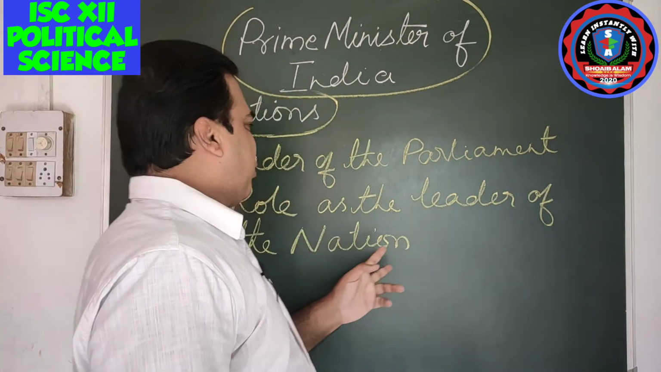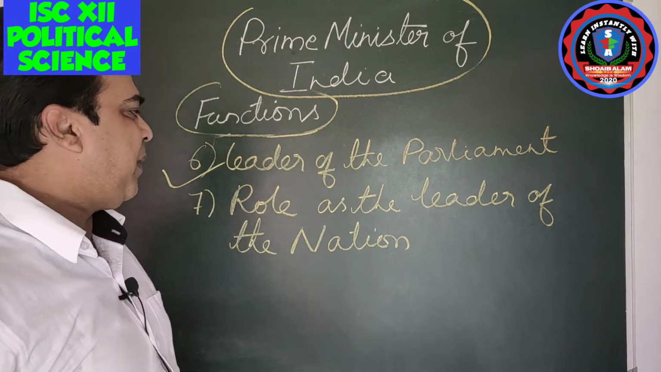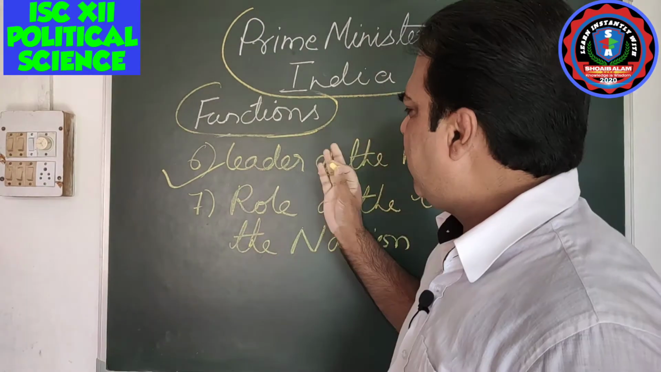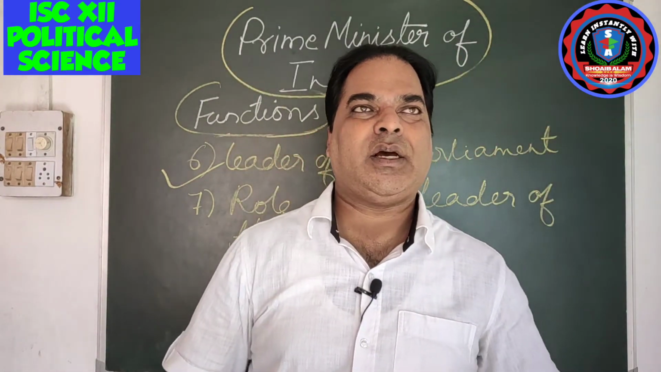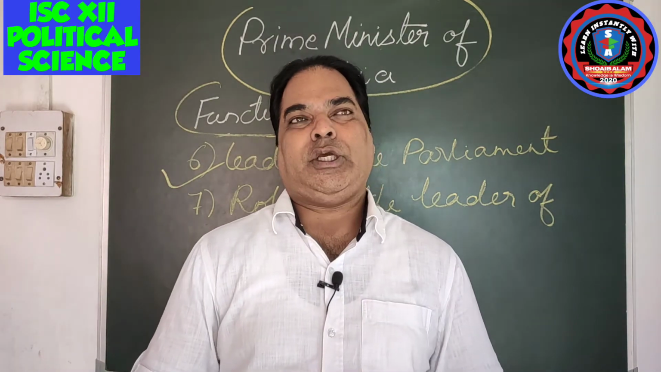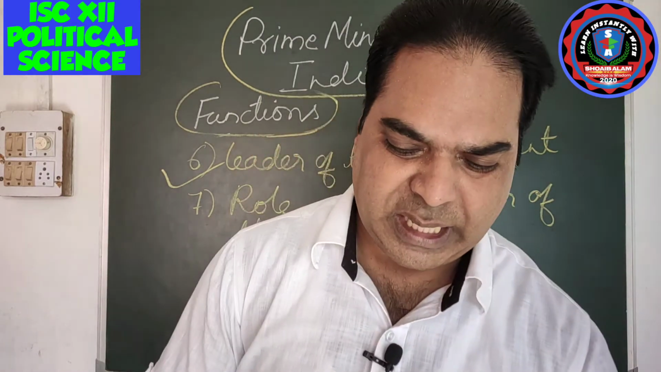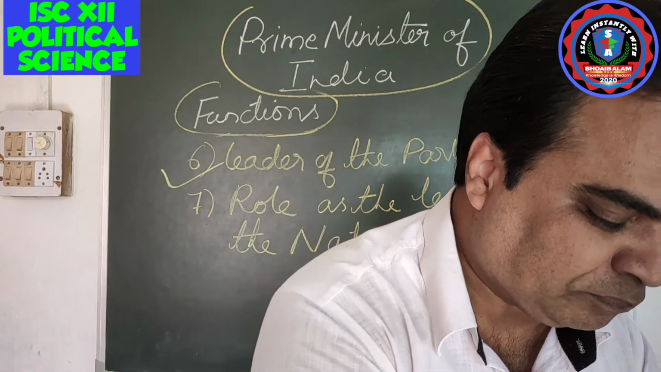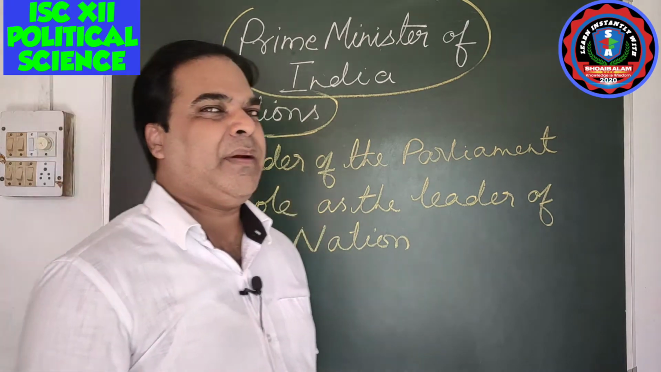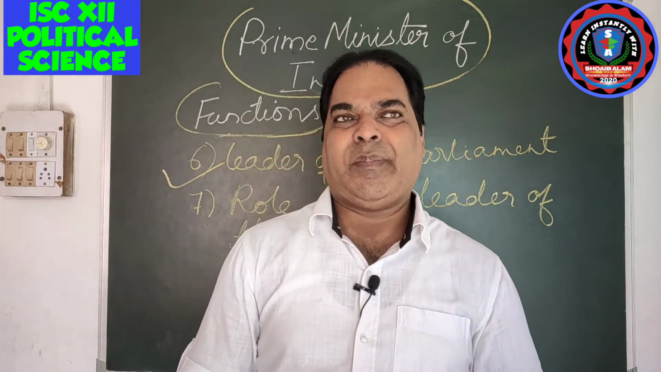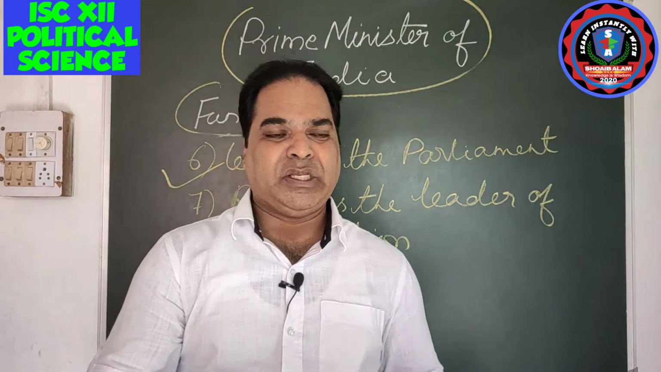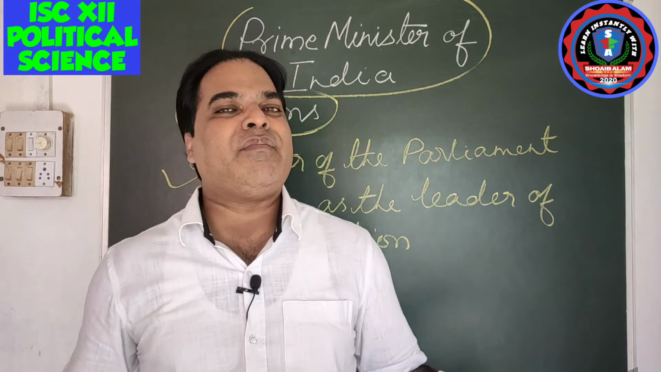So now, two more topics are there: leader of the parliament and role as the leader of the nation. So leader of the parliament. You know that he is the leader of the country, he is the leader of the Lok Sabha, because his government is there, his majority is there, his party has secured the majority. So whenever we call him the leader of the parliament, yes, the prime minister is the leader of the parliament. All the important decisions are taken with the consent of the prime minister, because who runs the country? It is the government which runs the country.